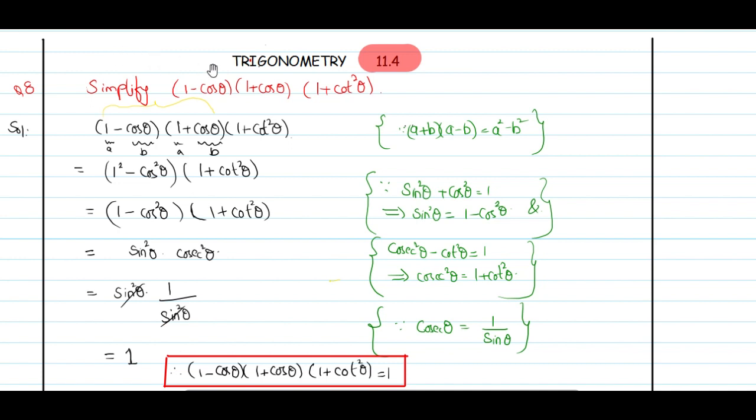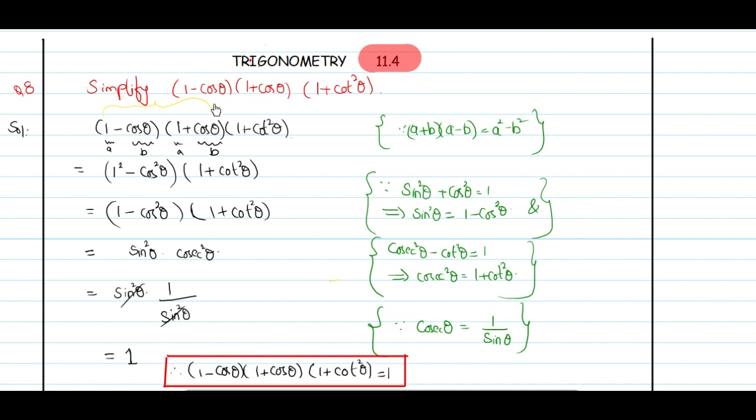In this video, we will be solving the three questions, that is question number 8, 9 and 10 of exercise 11.4. Coming to the 8th question, we have: simplify (1 minus cos theta)(1 plus cos theta)(1 plus cot square theta). So, we need to write this expression in the simplest form.